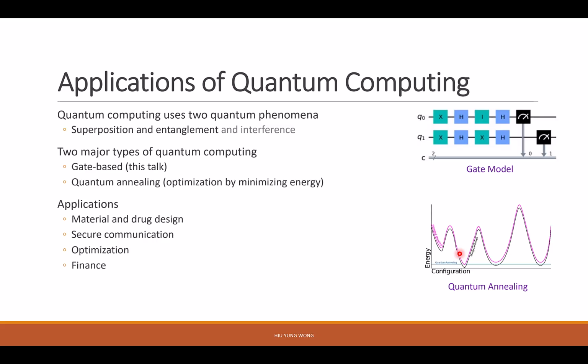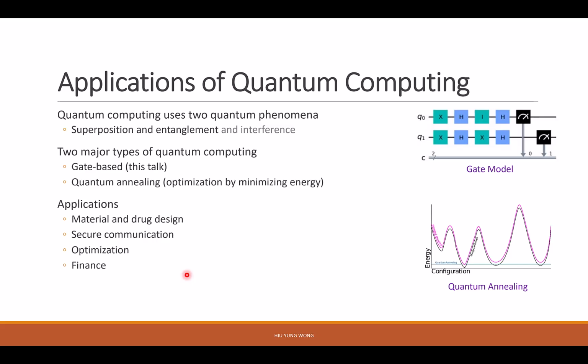It's in another space, but just think of it in this way, right? So we have two types of quantum computer. And in this class, we will only talk about the gate model. Okay? We have a lot of applications for quantum computing.